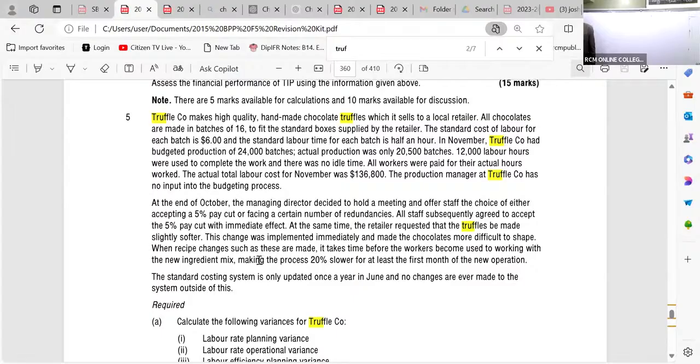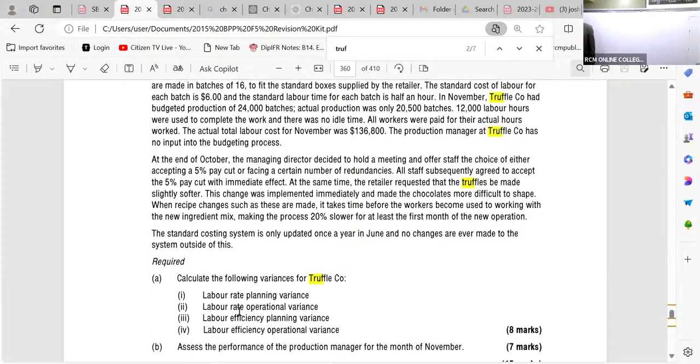When recipe changes such as these are made, it takes time before the workers become used to working with the new ingredients mix, making the process 20% slower for at least the first month of the new operation. The standard costing system is only updated once a year in June, and no changes are ever made to the system outside this. So they want us to calculate the following variances for Truffle: labor rate planning variance, labor rate operational variance, labor efficiency planning variance, labor efficiency operational variance.